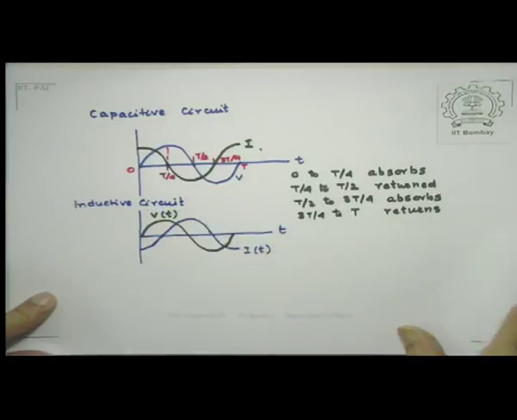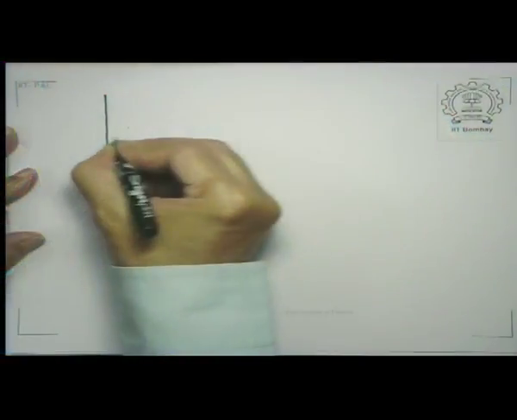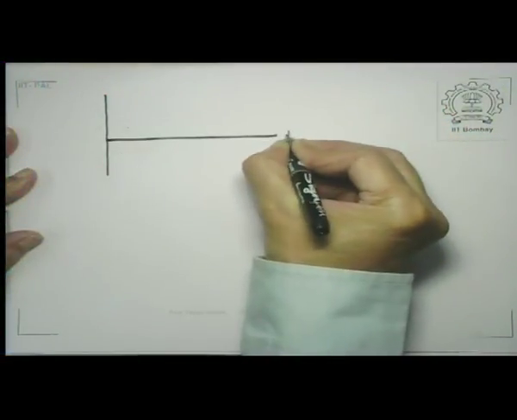Now let us look at a situation where I have a mixture. The situation corresponds to the case where I neither have a purely capacitive circuit nor a purely inductive circuit, because there are resistive elements in the circuit. So let's look at a situation like this. Let's, as before, draw the voltage for one cycle. This is time.